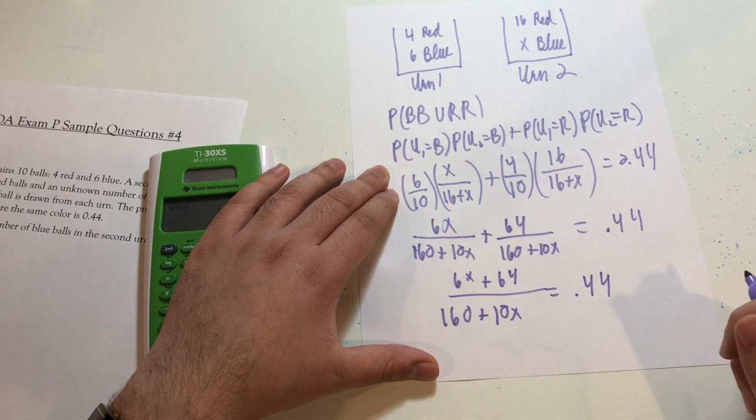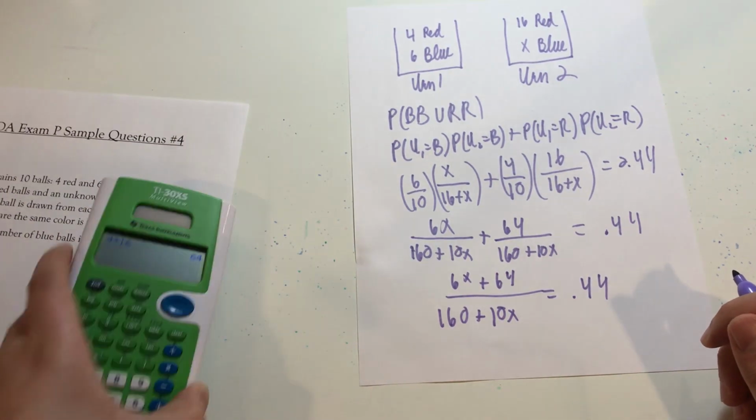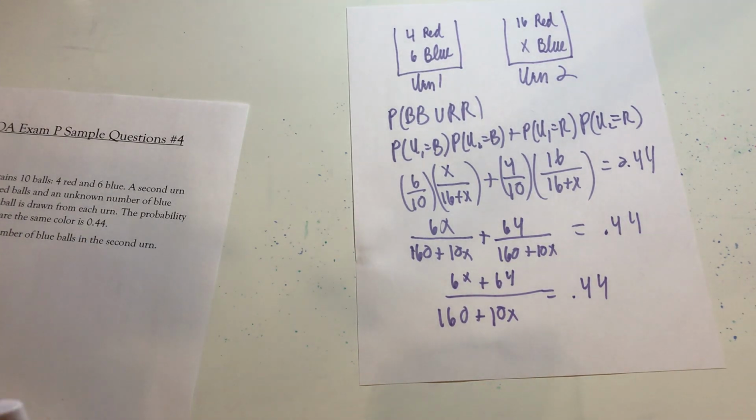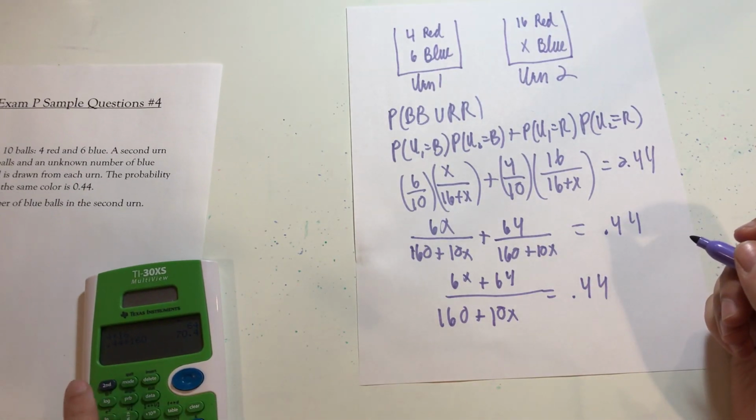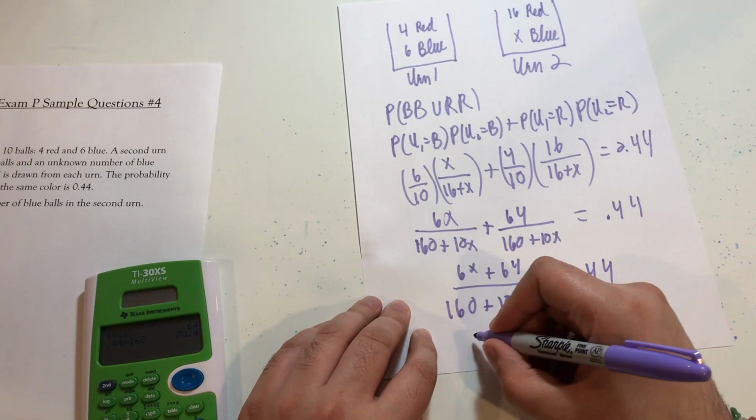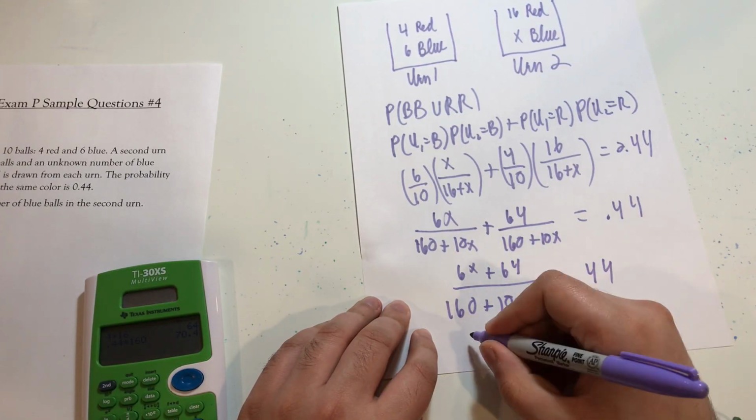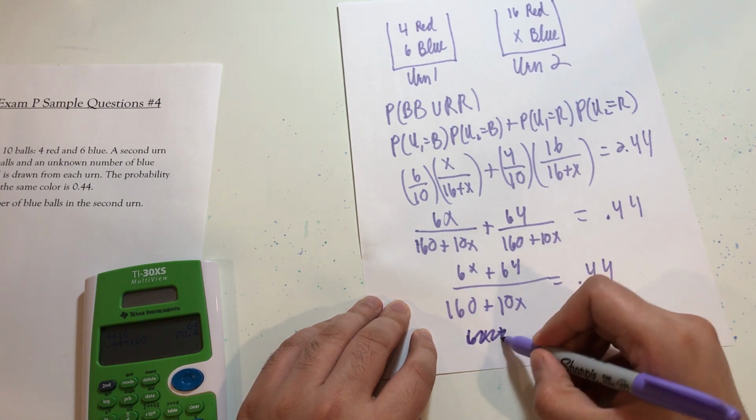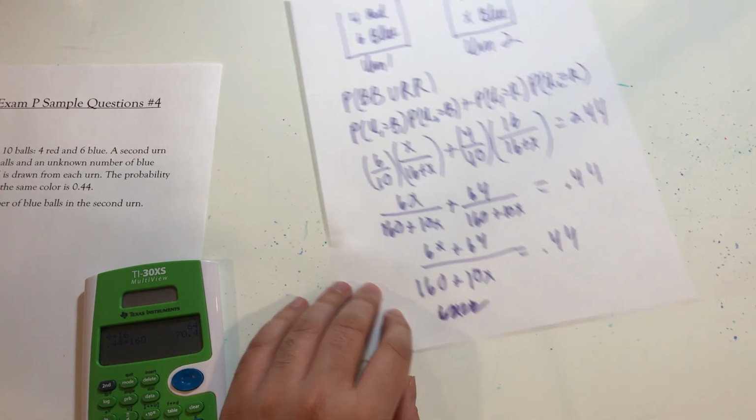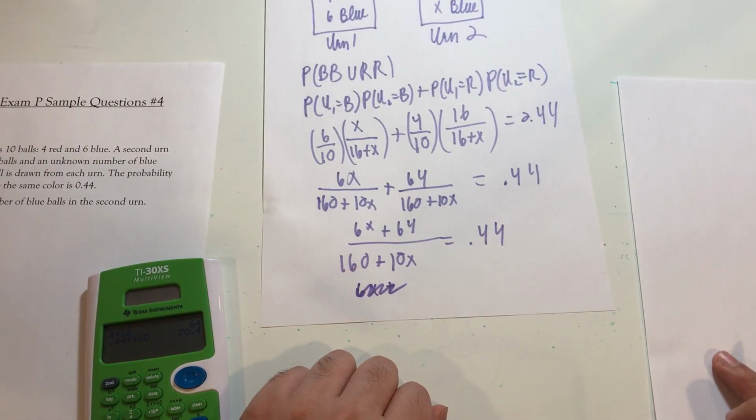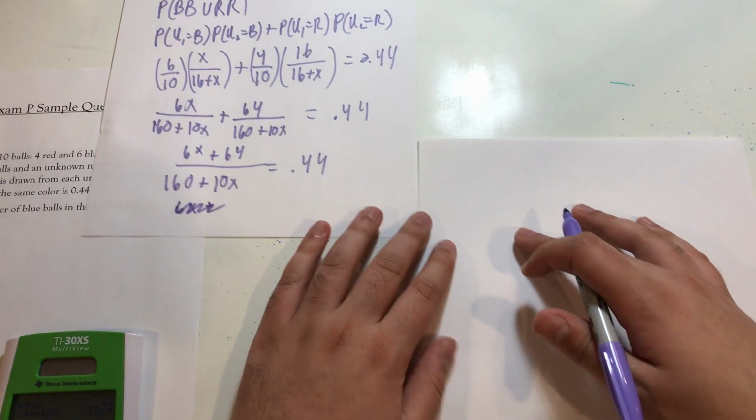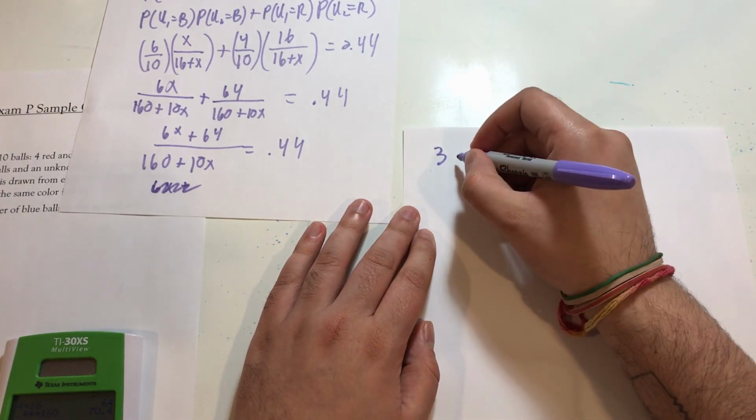Now I can bring this denominator over to the other side, right? So let's see how I want to do this. Okay, so 0.44 times 160 gets me 70.4, right? Actually, before I do that, I'm going to need a separate piece of paper eventually. I want to simplify so I'm dealing with easier numbers. All of this is divisible by 2, right? So I'm going to change this to 3x.